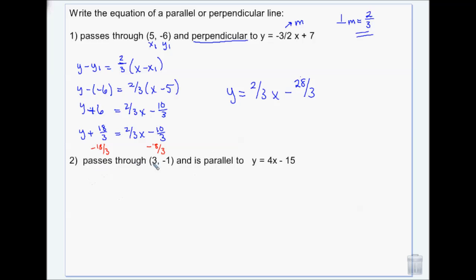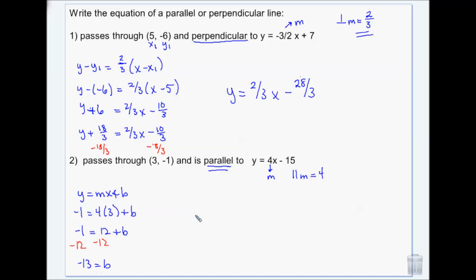Okay. If I pass through this point and I'm parallel, this is my m. Well, if you remember, parallel is the same, so it's also going to be 4. So I have negative 1 is equal to 4 times 3 plus b. So negative 1 is equal to 12 plus b. Subtract 12 from both sides, and negative 13 equals b, so my equation is y equals 4x minus 13.